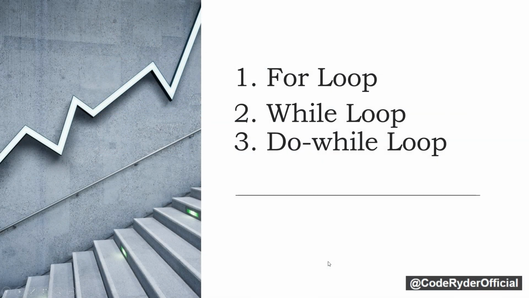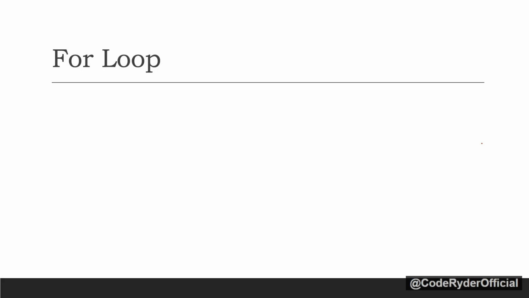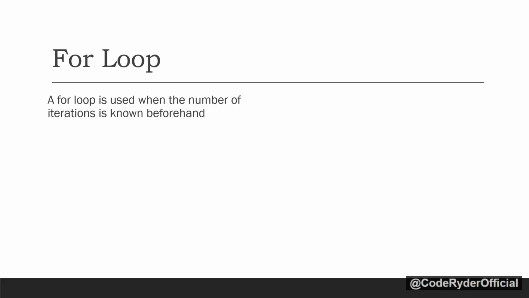Alright, so in this tutorial, we are going to study about for loop, while loop, and do while loop. So let's start with for loop. A for loop is used when the number of iterations is known beforehand. So what does that mean? It means that if we have to execute a certain piece of code n number of times and we know the value of n, then we can basically use for loop.